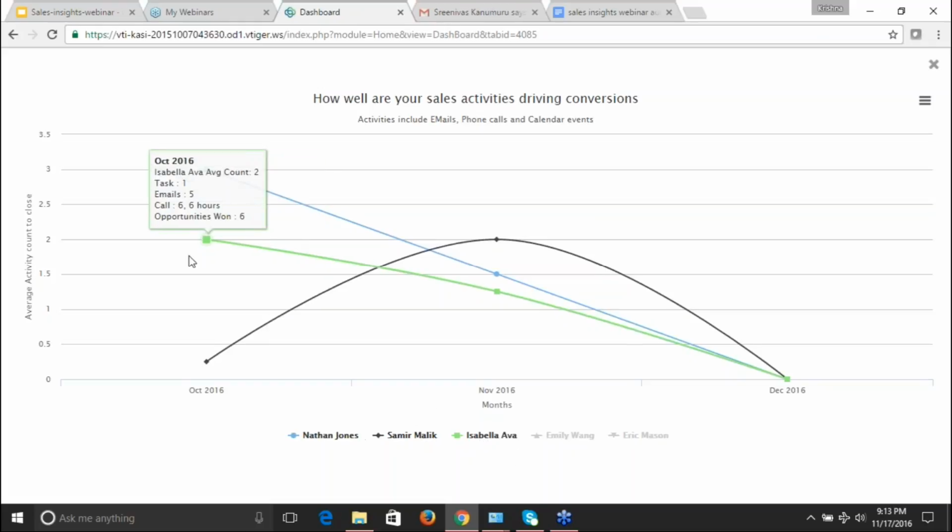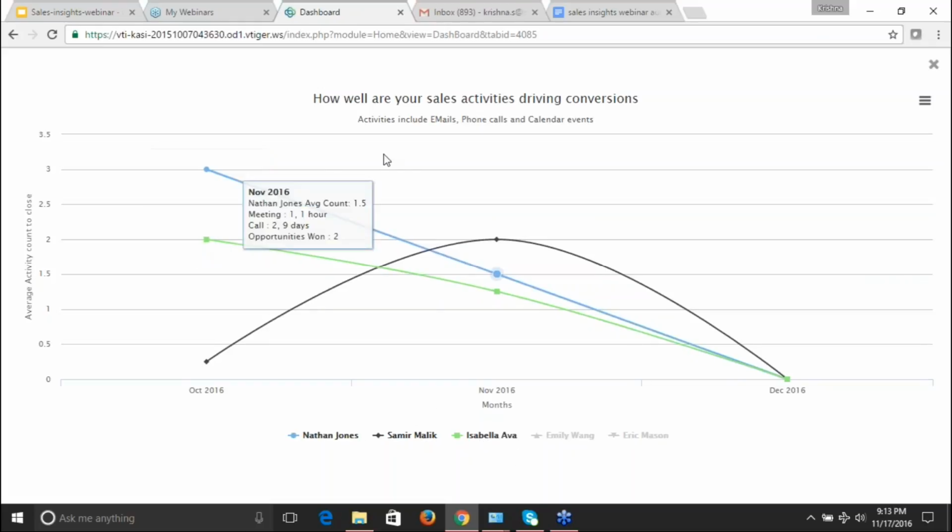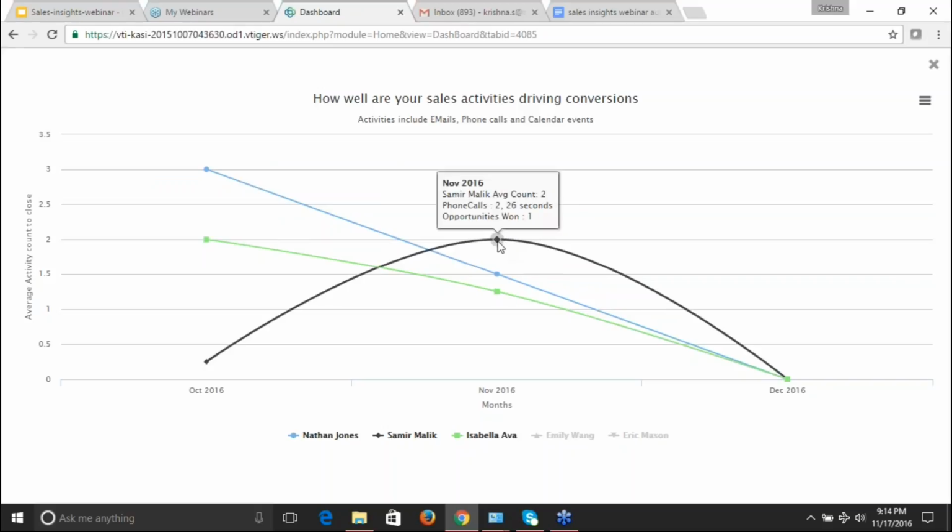Whereas both Isabella and Nathan have had a lot more activities to close their deals. And something interesting has happened here. When I go to November, Samir actually has won 1 deal, but he's also spent a little bit more. He's done more with the opportunity than his usual in October.